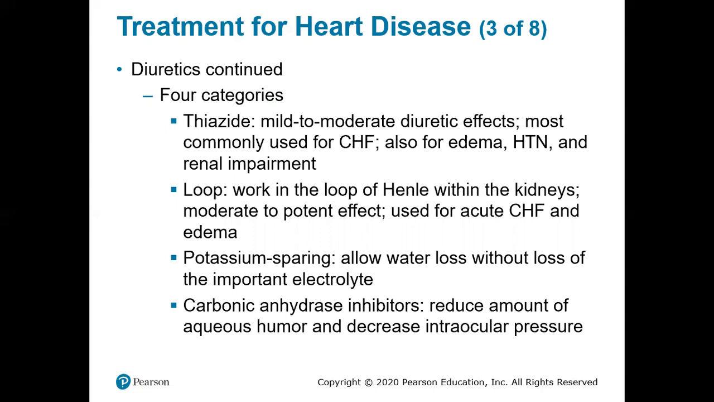impairment. Loop diuretics work in the loop of Henle within the kidneys, with moderate to potent effect, and are used for acute congestive heart failure and edema. Potassium sparing diuretics allow water loss without loss of the important electrolyte, and carbonic anhydrase inhibitors reduce the amount of aqueous humor and decrease intraocular pressure.